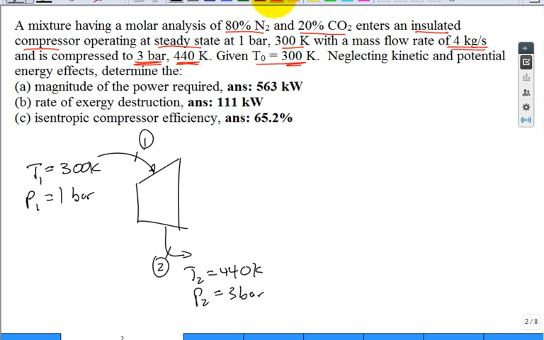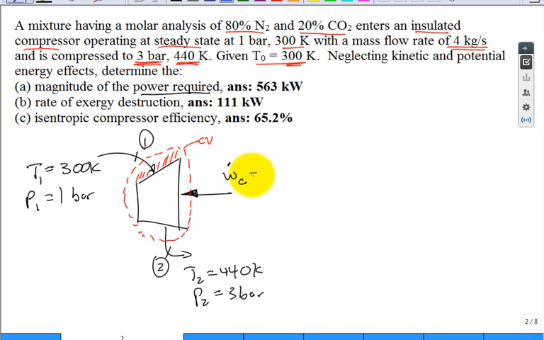They say it's well insulated, so we'll put something like that indicating no heat transfer from the boundary to the surroundings. And we want to calculate the power required to run it, to drive the compressor. So I'm going to put W dot going into the compressor. So we'll deviate from the traditional sign convention for a control volume that encloses the compressor. So the first question is, how do I determine the magnitude of the power required? What am I trying to solve for?